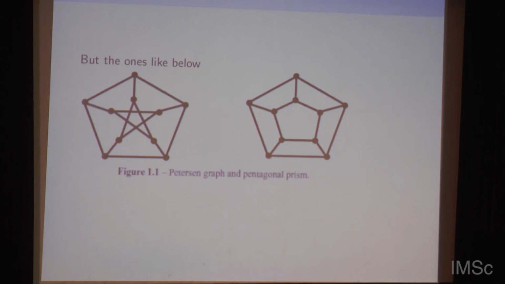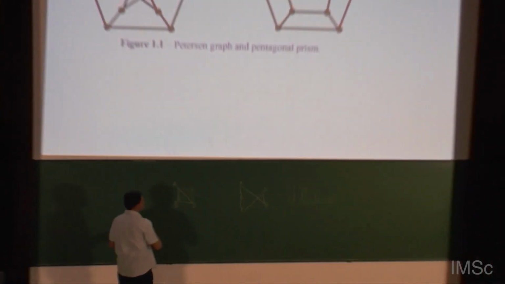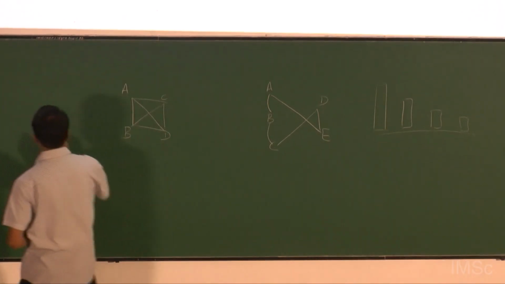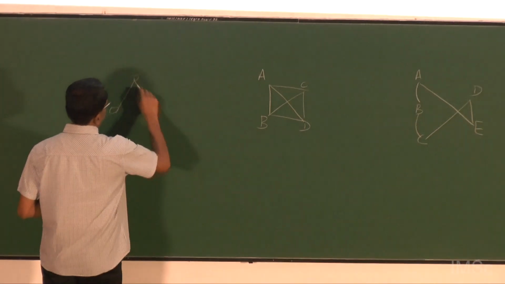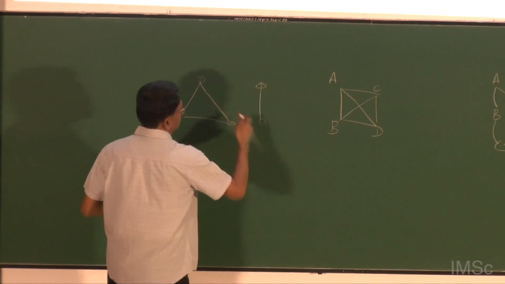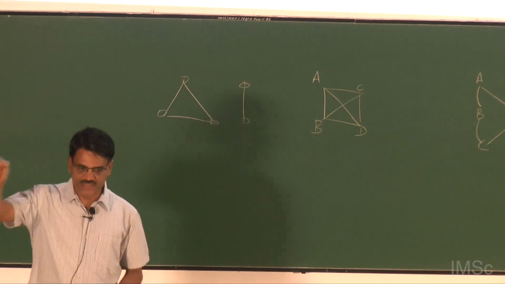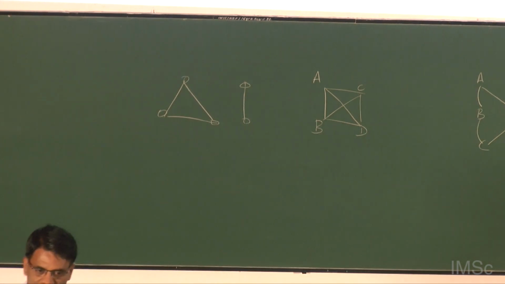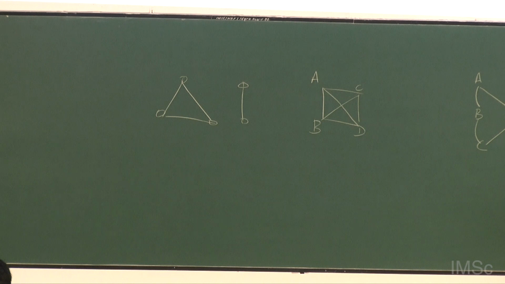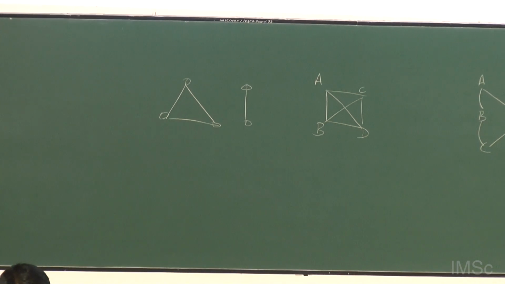I'll define what a graph is, but basically it has a certain set of points and some lines joining some pairs of them. That is a graph. Okay? It has a certain set of points and some lines joining some pairs of them. So what I've drawn is a graph. It just has a bunch of points and some pairs of points are joined by lines. The line is only for pictorial representation.